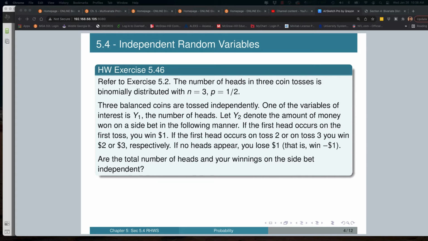We've done that problem before, but the question is, are the total number of heads and your winnings on the side bet independent? In other words, is y sub 1 independent of y sub 2?